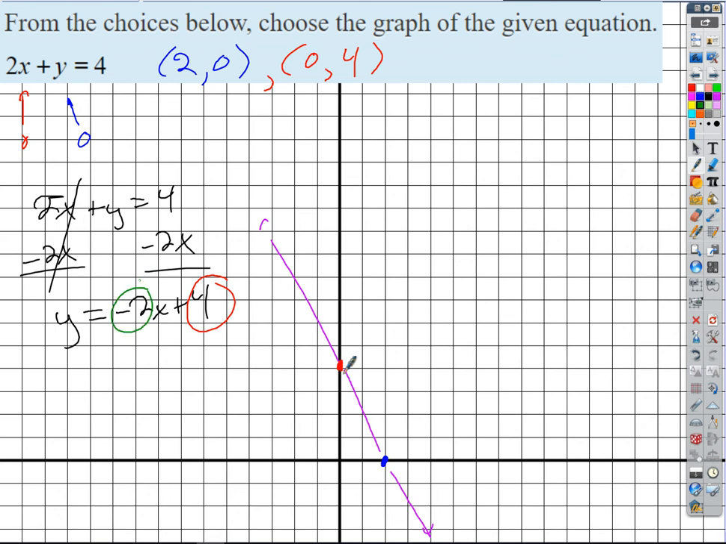So I'm just going to rise. That's negative 2/1, right? So I rise by negative 2, run by 1, and I get the same line either way. Might as well do it the first way, though, right? Okay, questions?